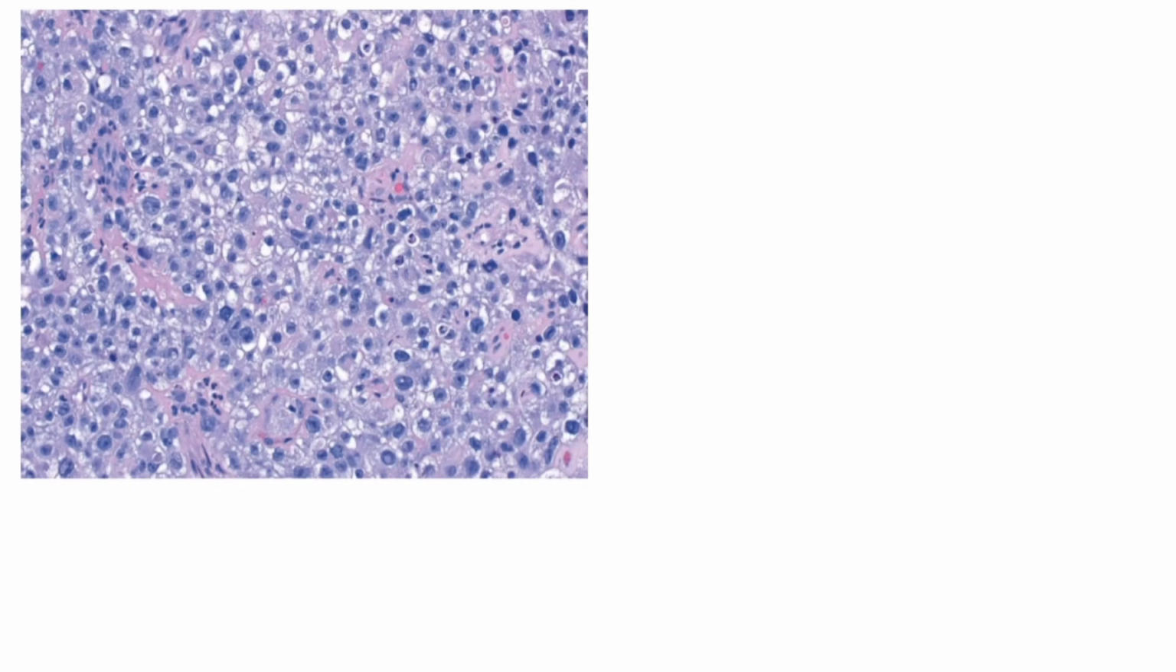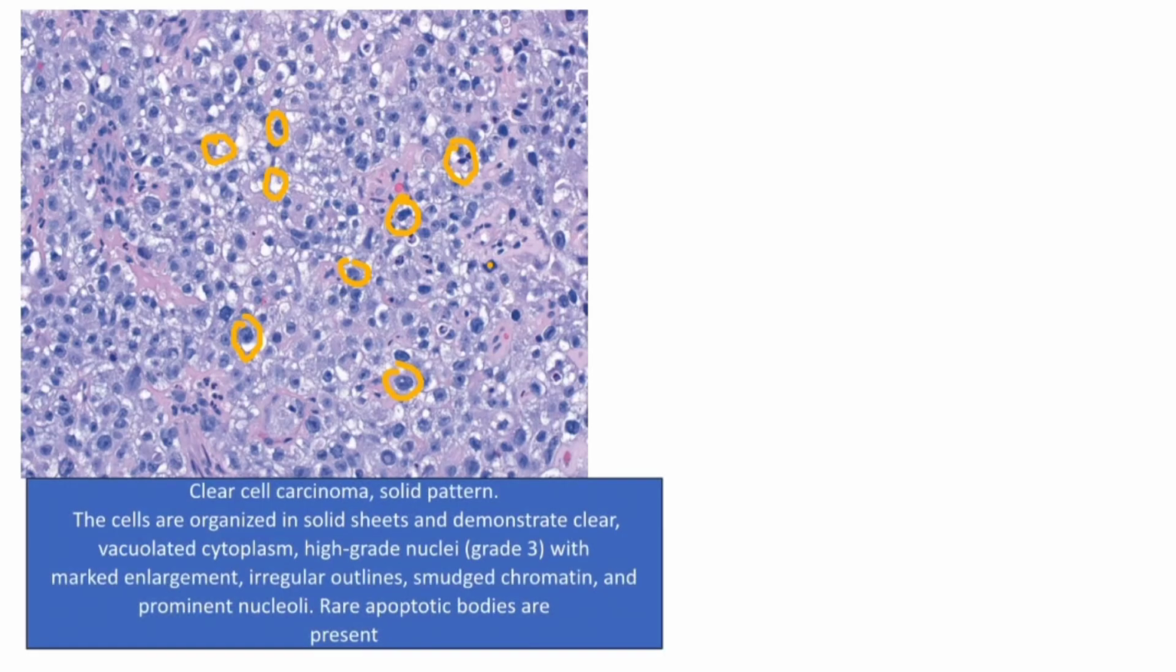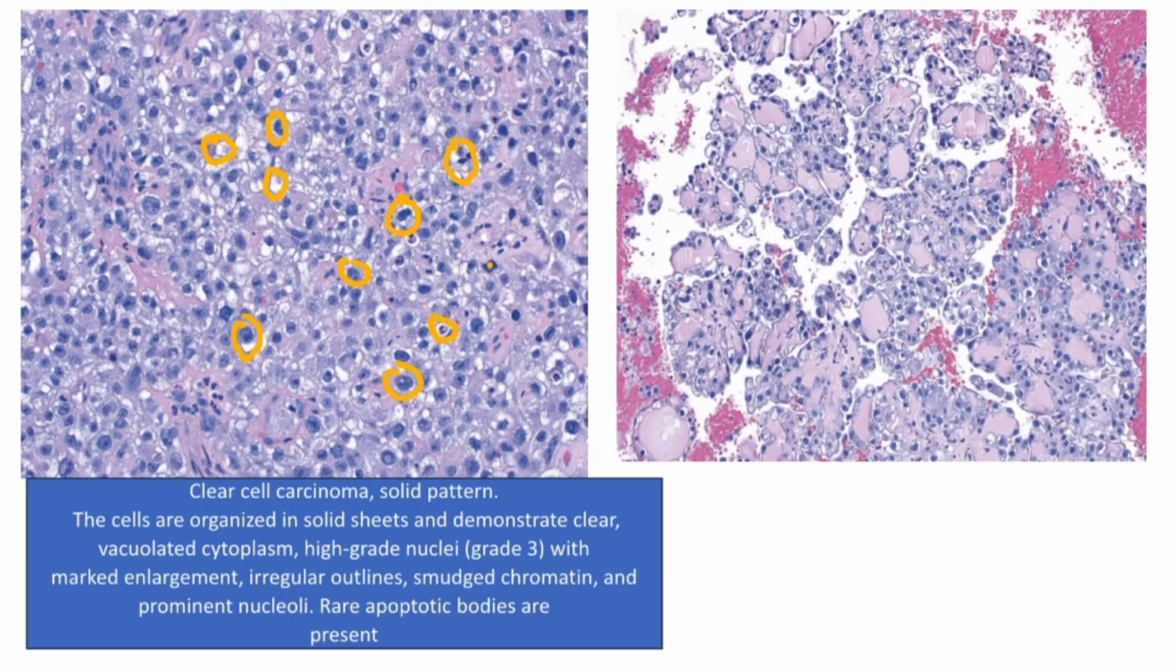Now in high power view, here you can appreciate no glandular, no papillary architecture, means solid pattern of the tumor, easily appreciable clear cells, clear cytoplasm, nuclear pleomorphism, hyperchromasia. Some of the area show mitotic figures and prominent nucleoli. So this is solid pattern and high grade nuclear or grade 3, and some of these here you can appreciate apoptotic bodies.